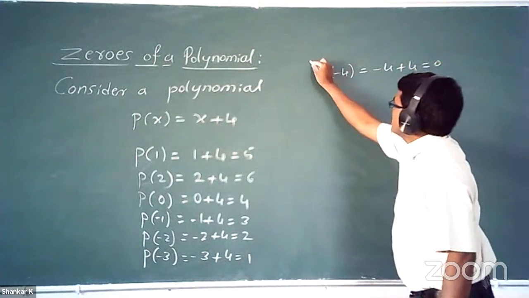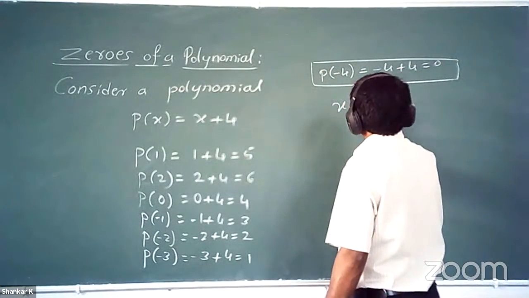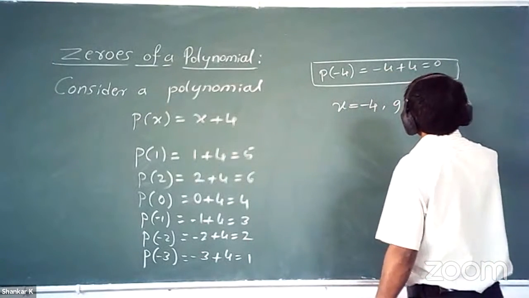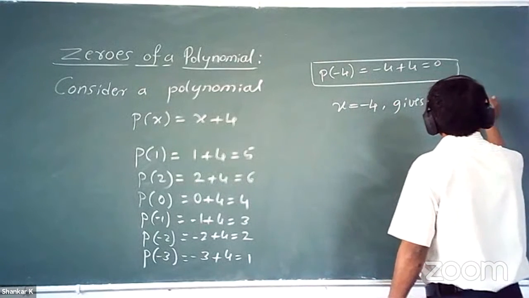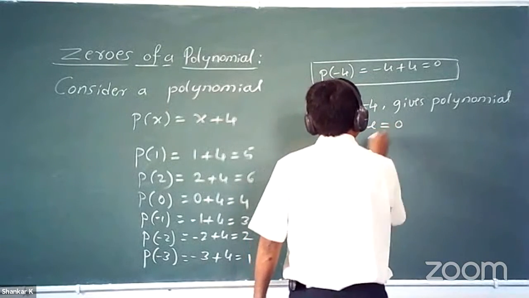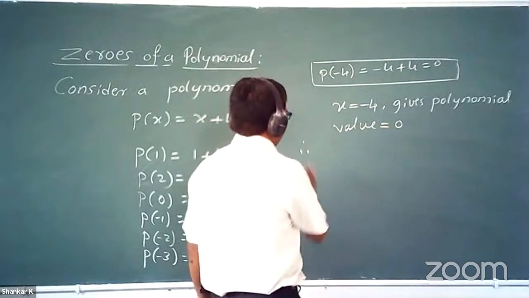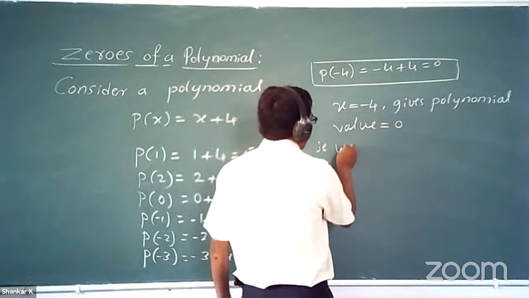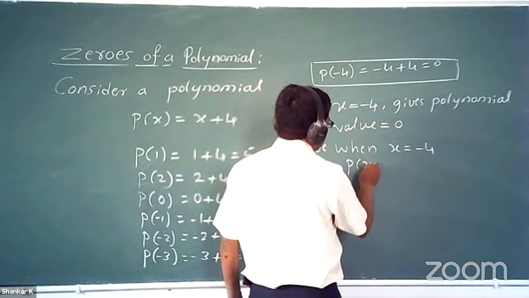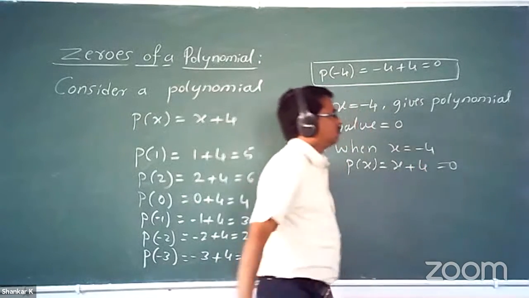Okay. Here, x equal to minus 4 gives the polynomial value equal to 0. Therefore, that is one more step, right? When x equal to minus 4, p of x equal to x plus 4 becomes 0.